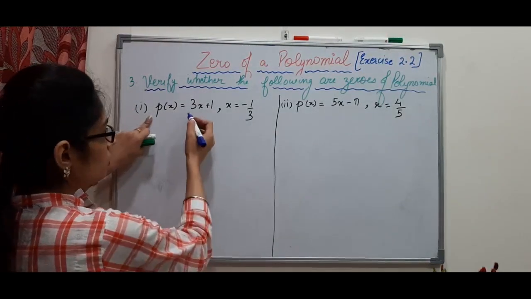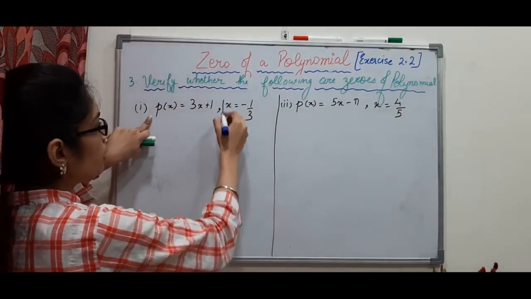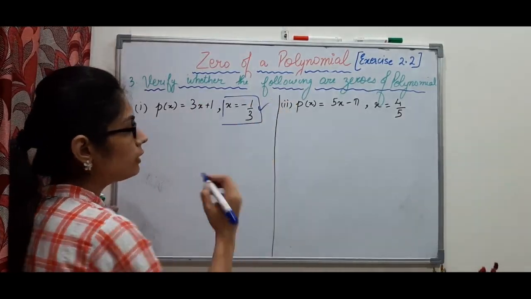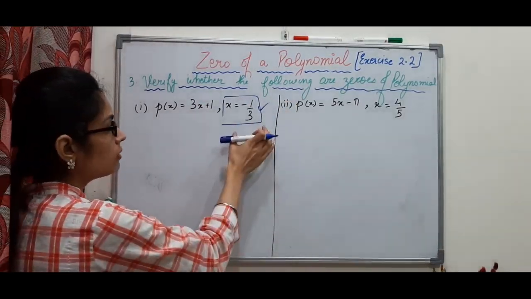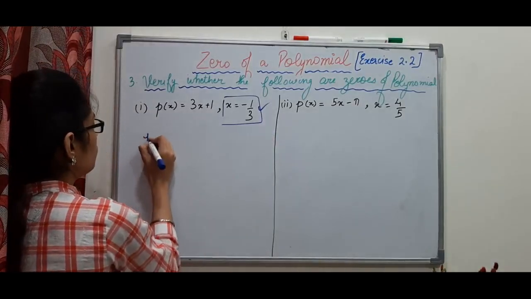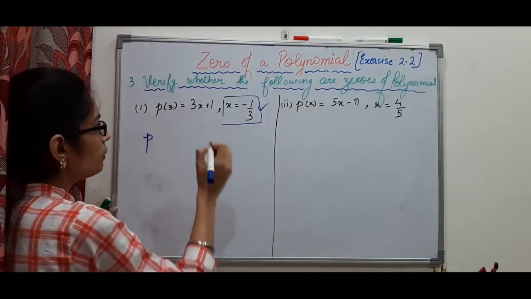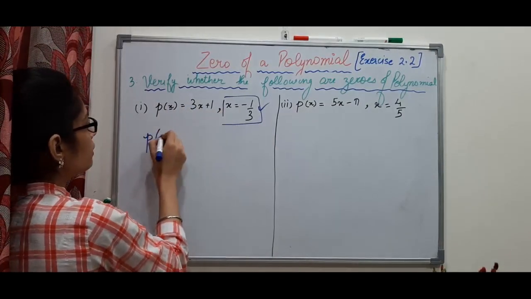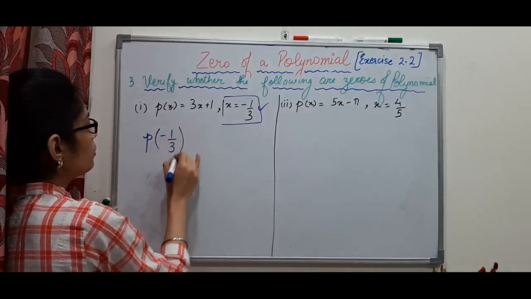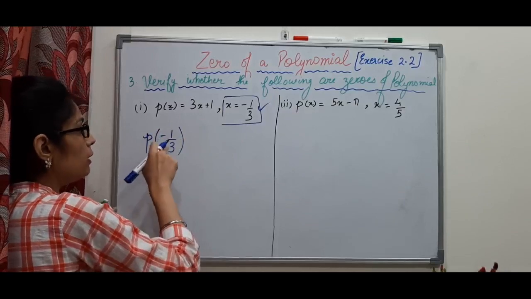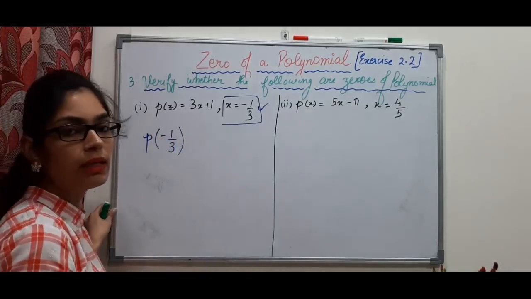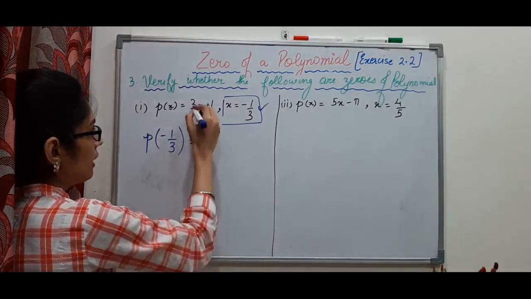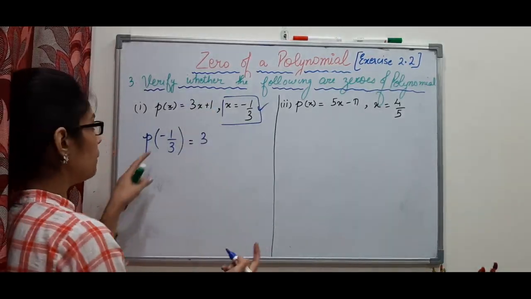So p(x) is equal to 3x plus 1, where x is equal to minus 1 by 3. For this value of x we have to check whether it is a zero or not. Since the variable of this given expression is x, they have written p(x), and the value of x is minus 1 by 3. So in place of x I will write p(minus 1 by 3), same as we did in the previous question. Wherever you see x, in place of x you have to write minus 1 by 3.